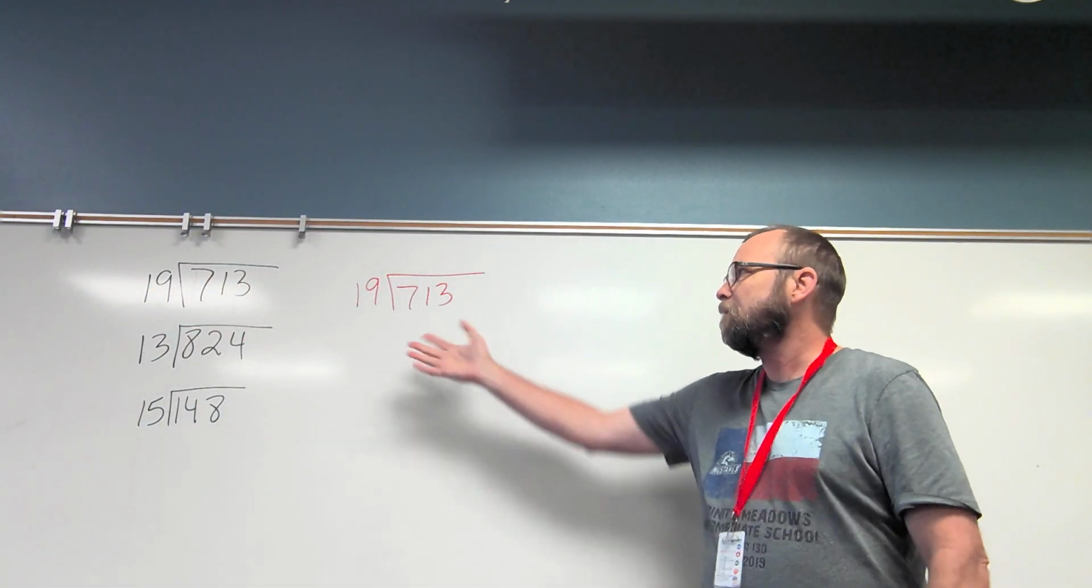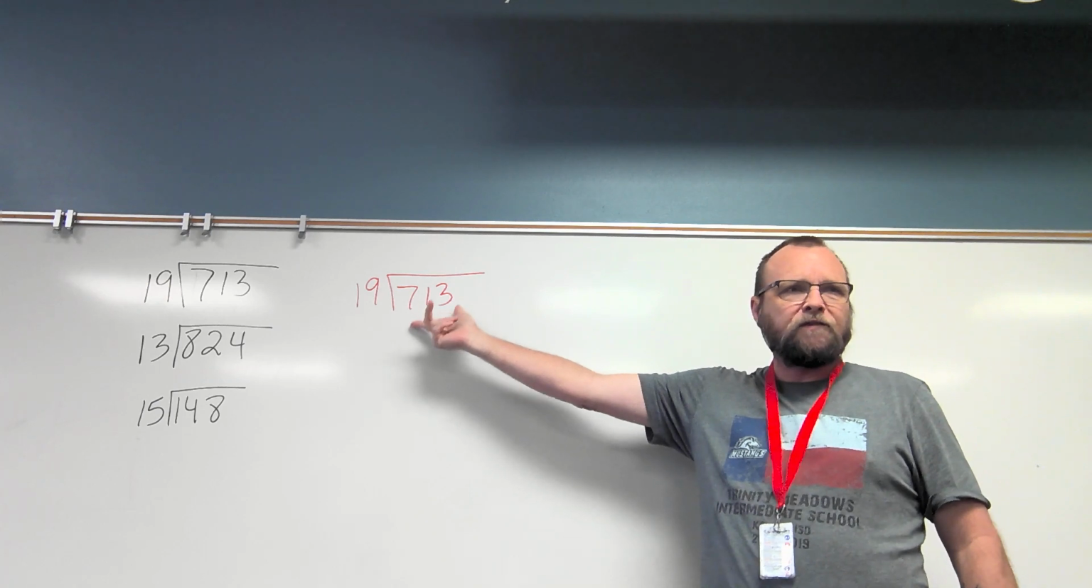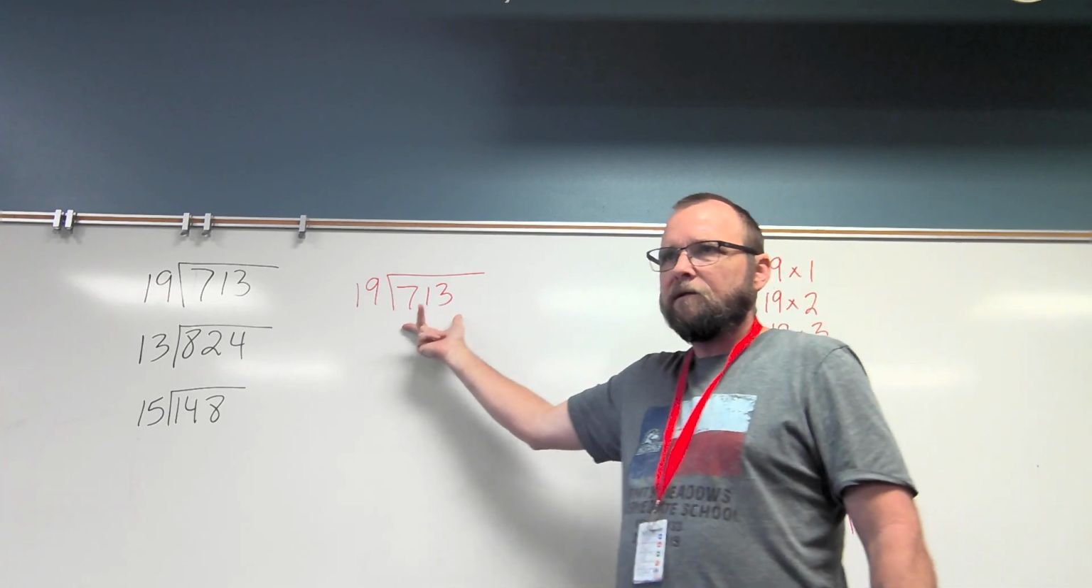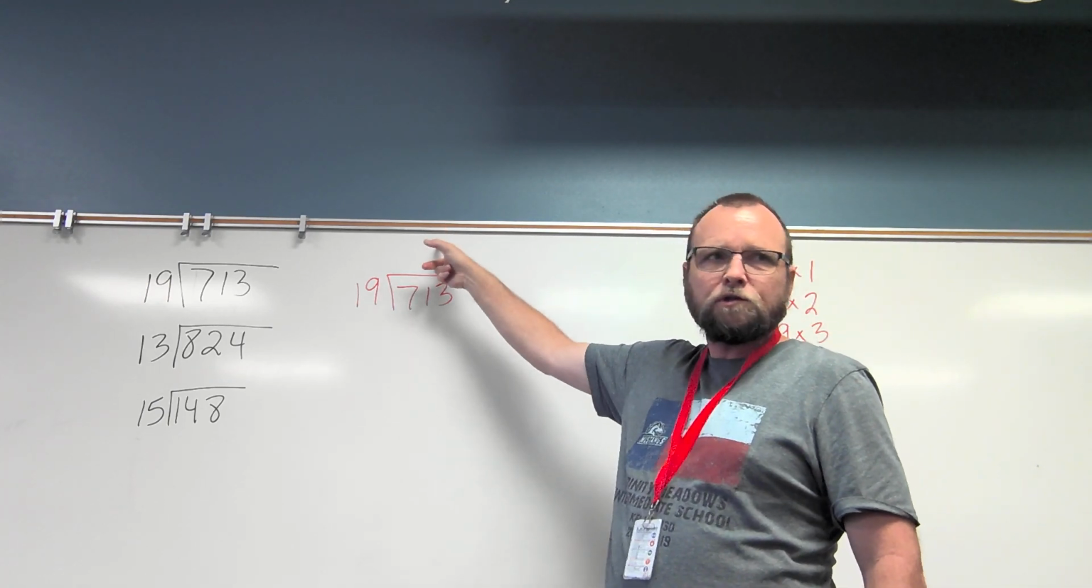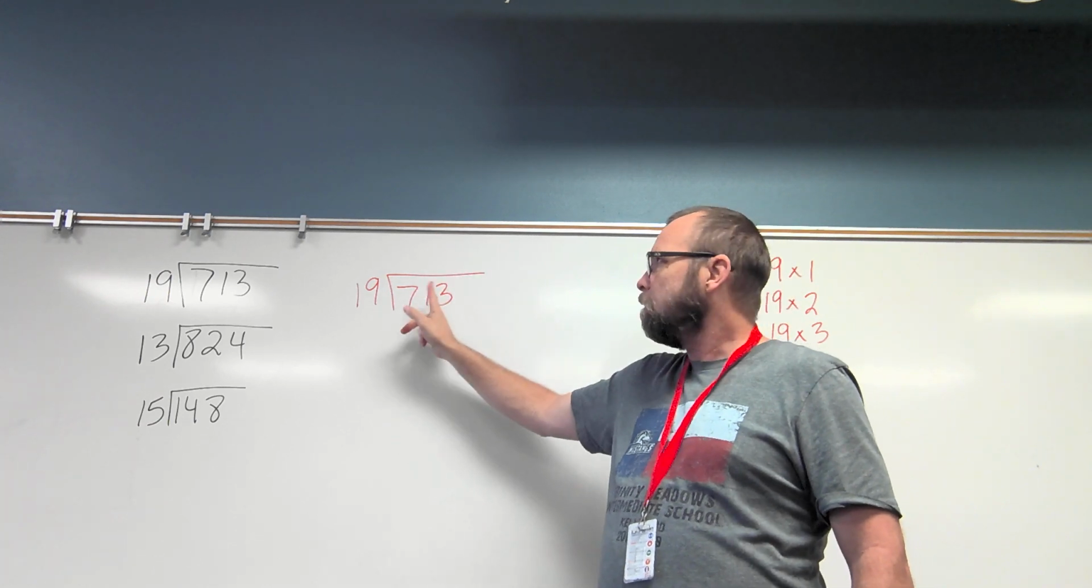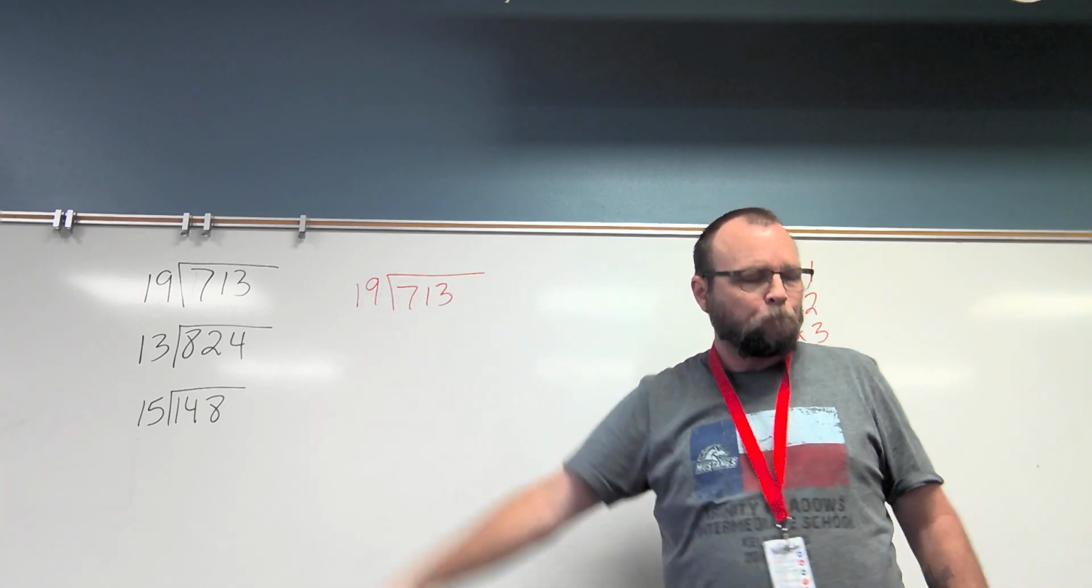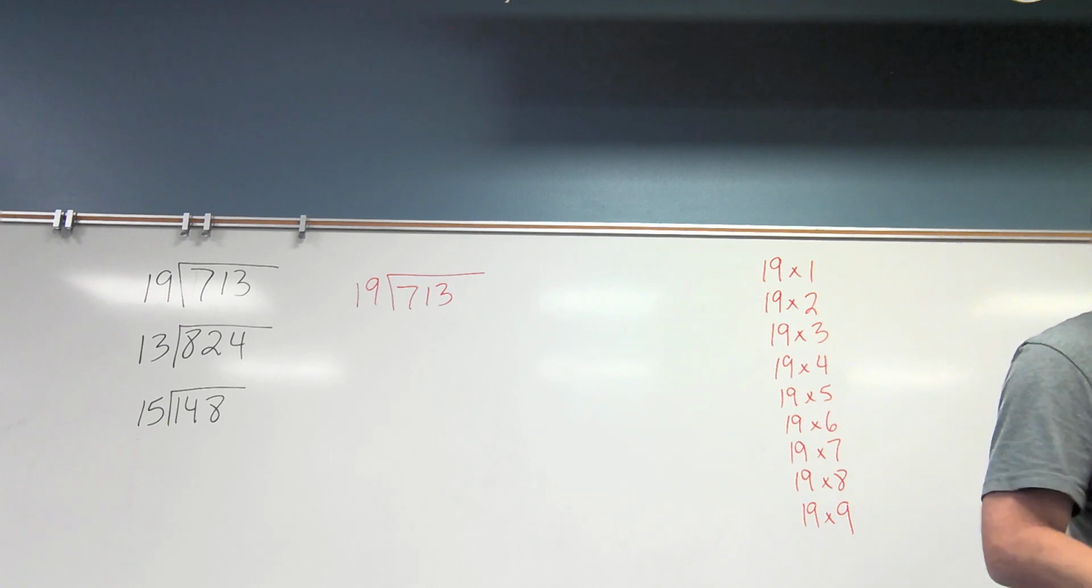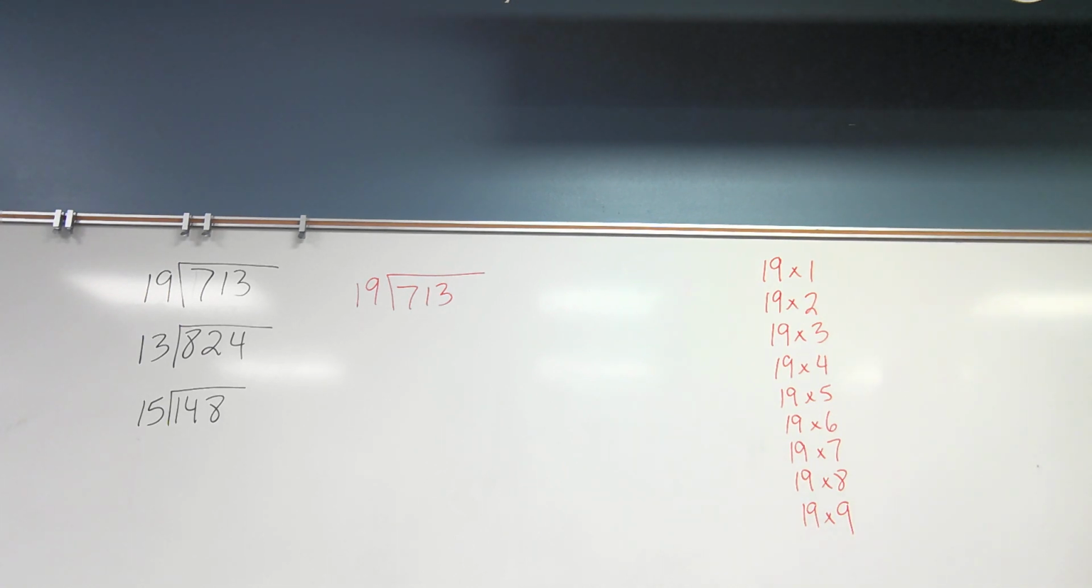Remember, we always say what's being broken in, our dividend first. Dividend, divisor, quotient. Now I've got to go over here and do the most difficult part of division: listing the multiples. I think I said factors on one of the videos yesterday. Multiples of 19.